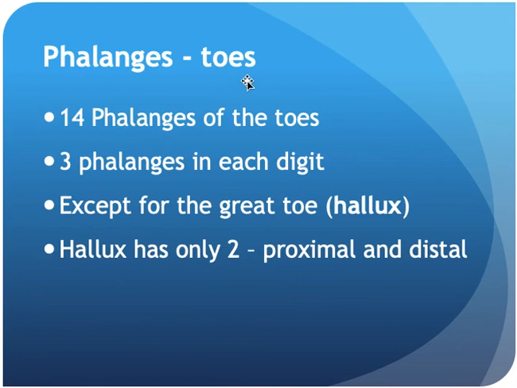My phalanges are going to be my toes, just like my fingers. You have 14 phalanges, okay? You have 3 phalanges in each digit except for the big toe, which is called the hallux. Just like the thumb, for the big toe, you're only going to have a proximal and a distal one.